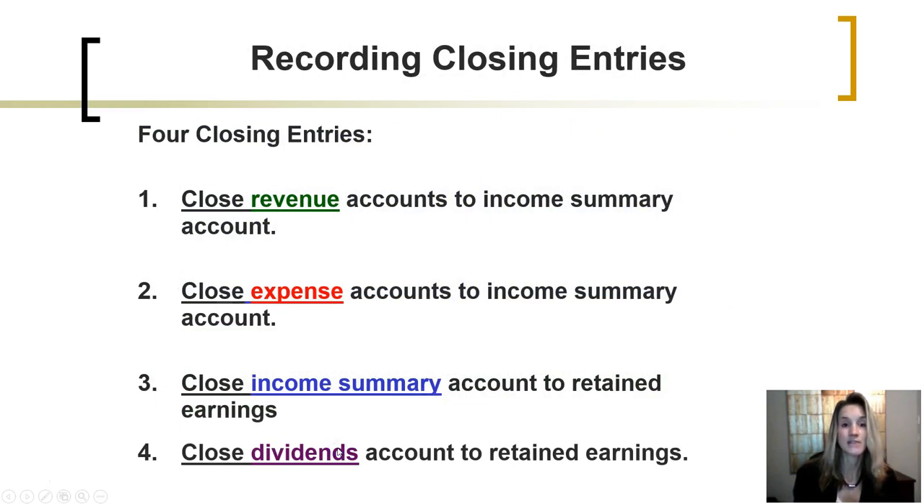The closing of the temporary accounts is a 4-step process. We have 4 closing entries to prepare. The first closing entry closes revenue accounts. The second closing entry closes expense accounts. The third closing entry will close an expense and revenue summary account, which we call the income summary account. And the fourth closing entry is to close dividends.